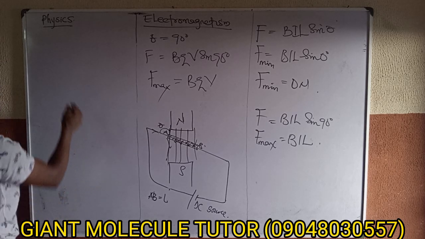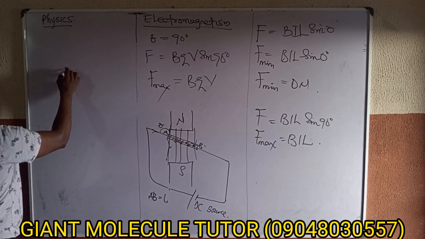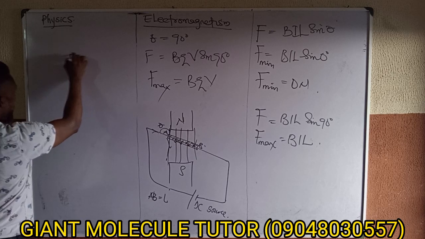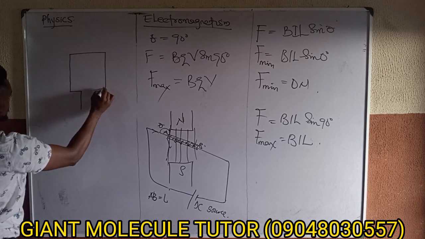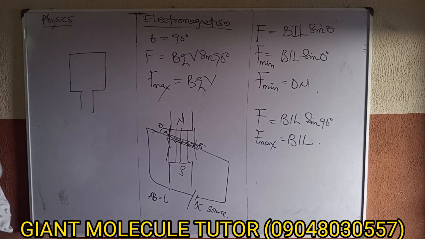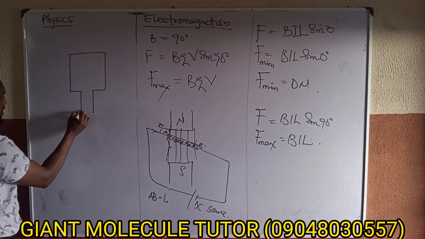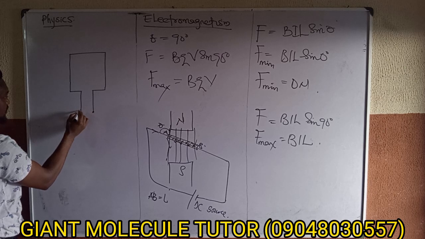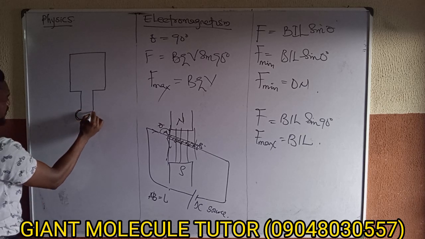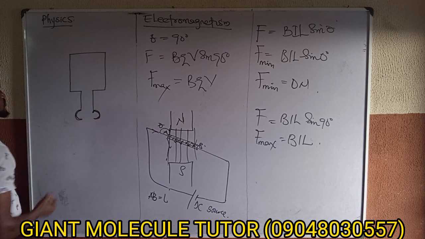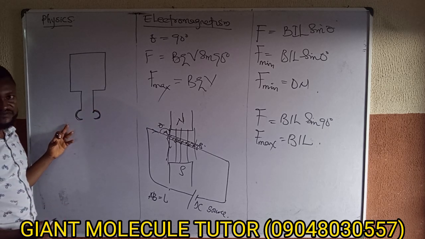Now, take for example, we have an electrical motor. Of course, we have a coil. This very coil of wire, at these very points, will be attached to a commutator, or we call it a split ring, for DC. If it is AC, we have a slip ring. So we have this as a commutator.